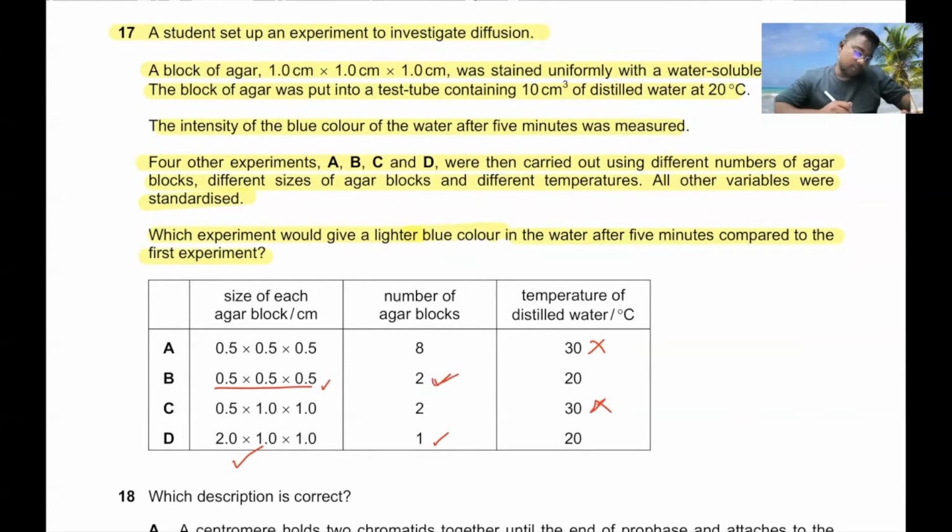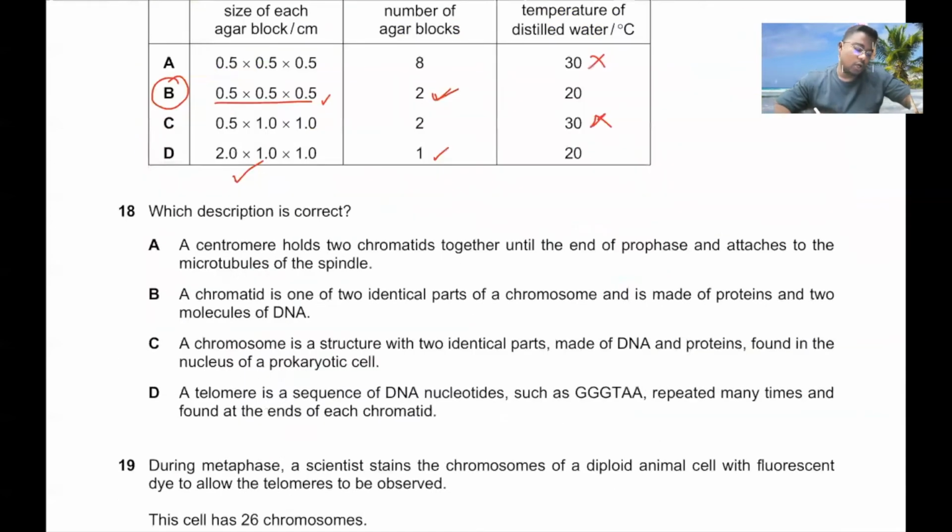So the answer should be B, because there is less amount of agar blocks that has the color. So definitely B will be the correct answer. 17, B is the correct answer.